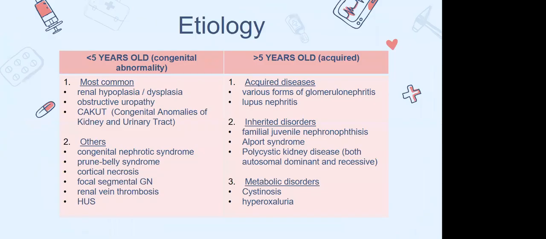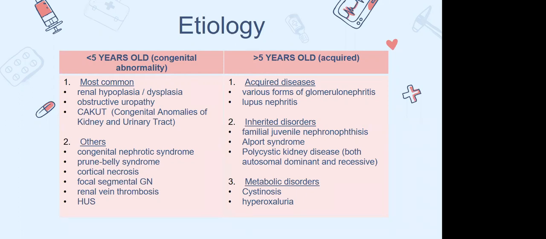So next, CKD in children may result from congenital, acquired, inherited, or metabolic renal disease. And we can divide it by the age of presentation, which is less than 5 years old or more than 5 years old. CKD in children less than 5 years old is mostly due to congenital abnormality, such as, first and most common, renal hypoplasia or renal dysplasia. Renal hypoplasia is an abnormally small kidney with normal morphology, but with a reduced nephron number. Renal dysplasia is an abnormal internal structure of the kidney.